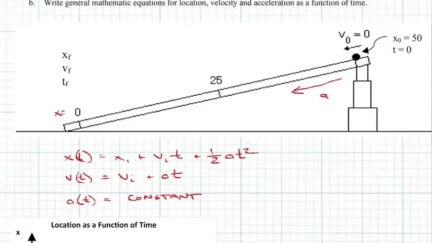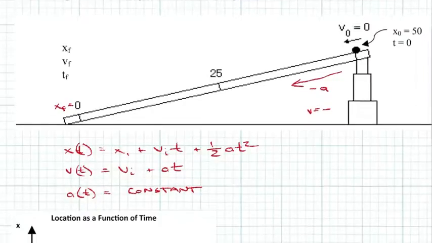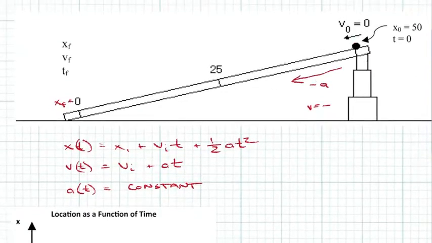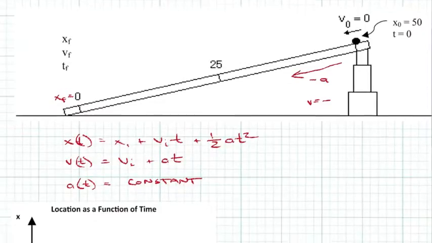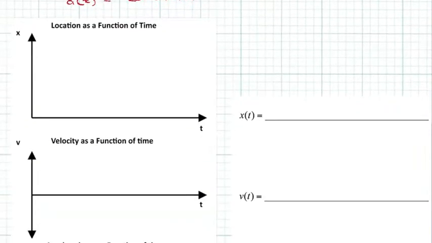You could say that's our x final right here, it's 0. So it's moving from 50 to 0, which means we're going to have a negative acceleration. We're actually also going to have a negative velocity too, because we're moving back to the origin. So velocity is going to be negative as well. So our acceleration is some negative value. We don't know what it is, but we'll just simply label it as such.